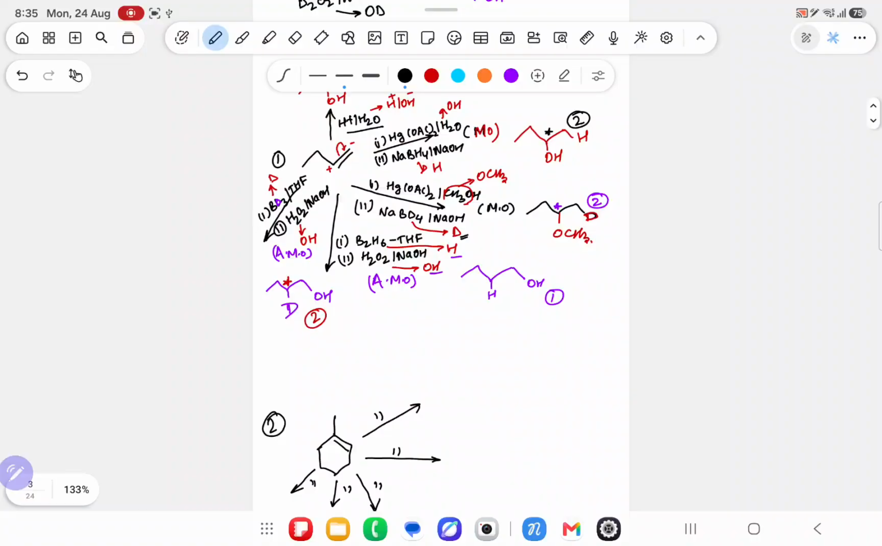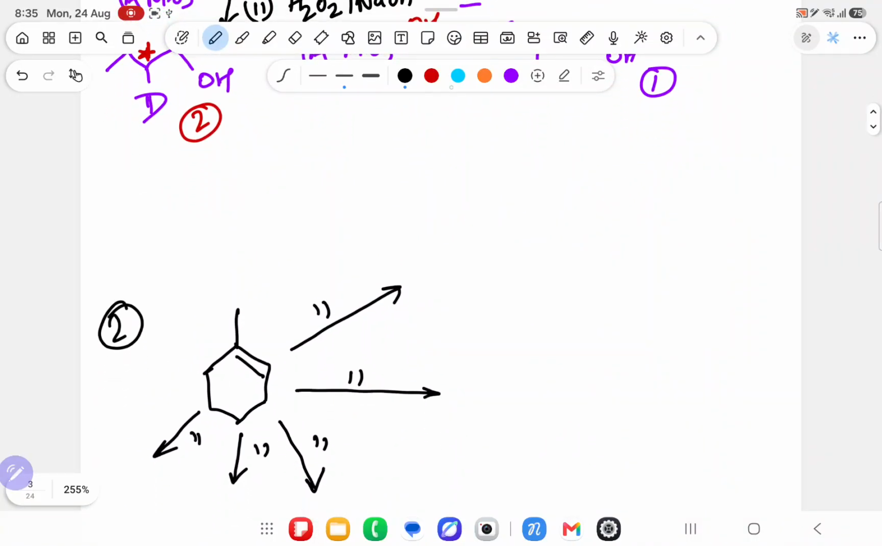First reagent, what have I taken? H plus H2O. With H plus H2O, a carbocation will form. The carbocation will break like this, plus and minus. The most stable carbocation, rearrangement not required. So OH will come over here, and H will be here. No need to write it. If you want to write, write.